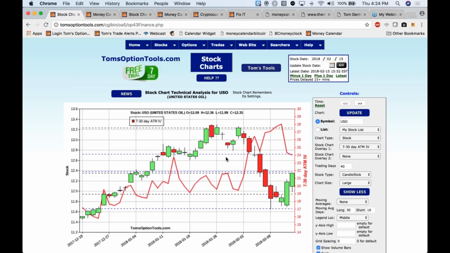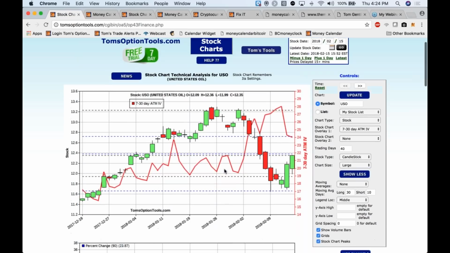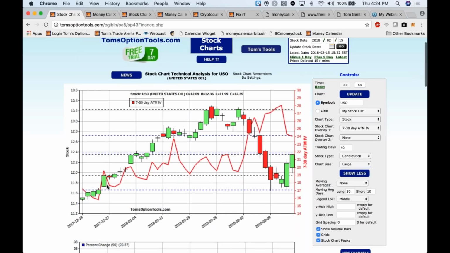But check this out. This is USO. So USO had this nice move up off of about 11.5. It peaked out just above 13.2. And when I say peak, keep that in mind because I want to show you something with what we call peaks later on in the program.